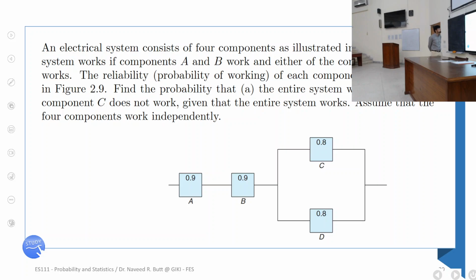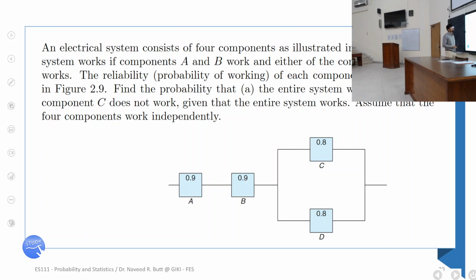And what's the requirement for a system to work? The system works if components A and B work and either of the components C or D work. Right? So again, do we start with events? In this case, it's easy to define an event A, which means that component A is working. You don't need to define a new variable or letter. B means component B is working. Then A complement would mean component A is not working, and so on.